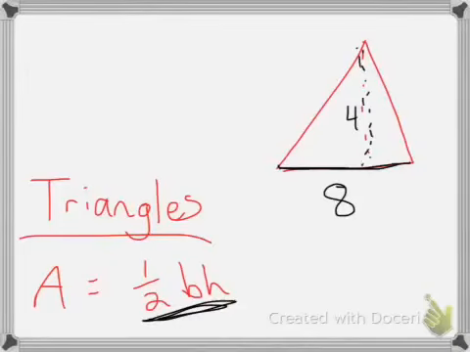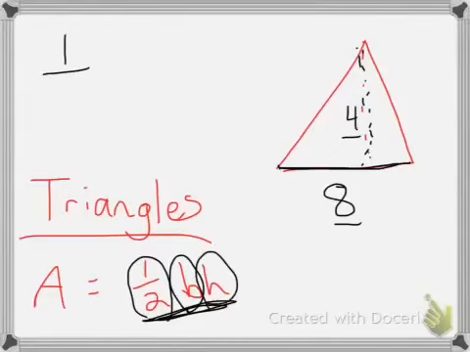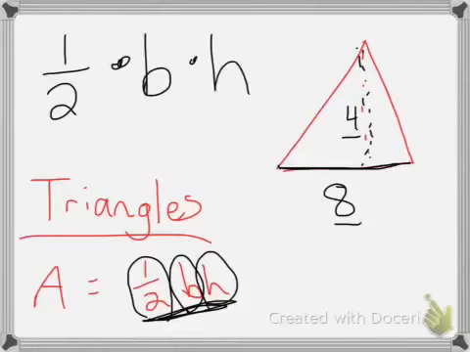So for example, this one, the base is 8 and the height is 4. So what we would do is plug in 8 times 4 times 1/2. Now you can do this a couple different ways. Remember, when we have three numbers multiplied together, it's 1/2 times base times height, and it doesn't matter what order we go in.